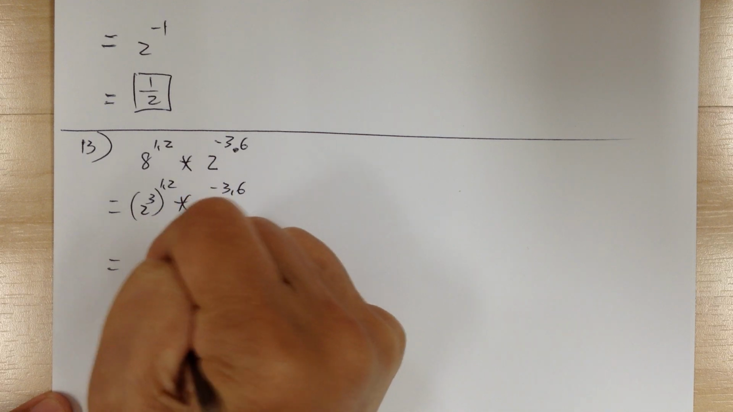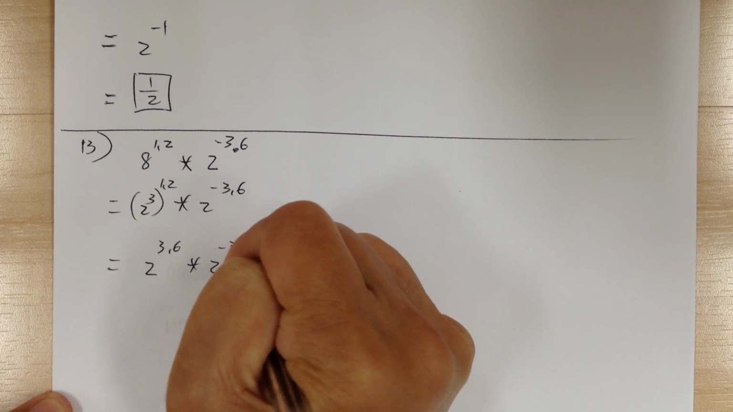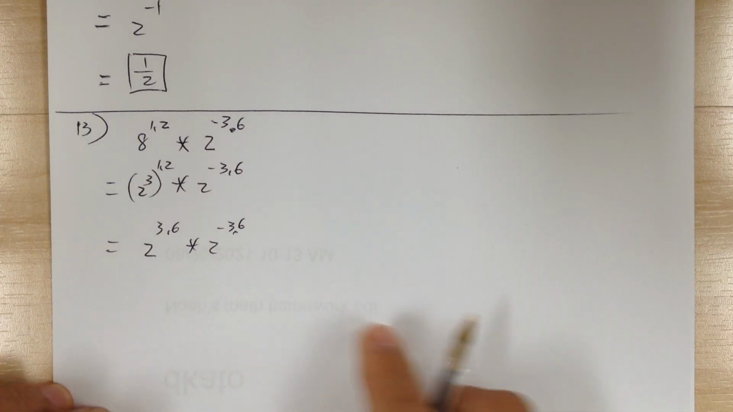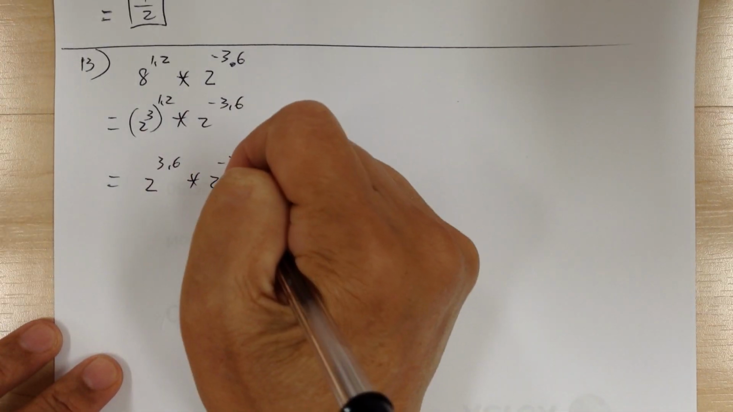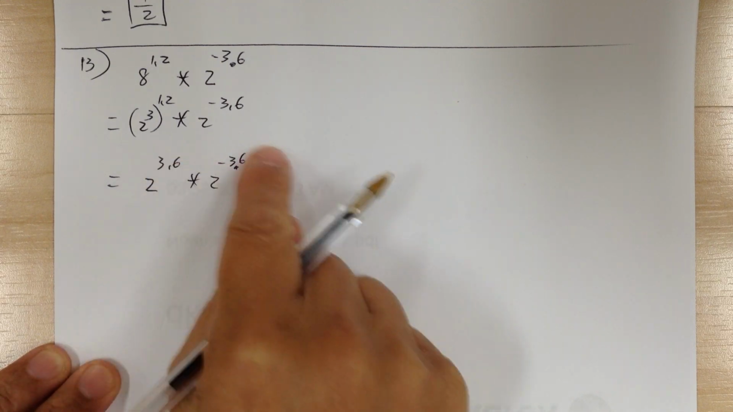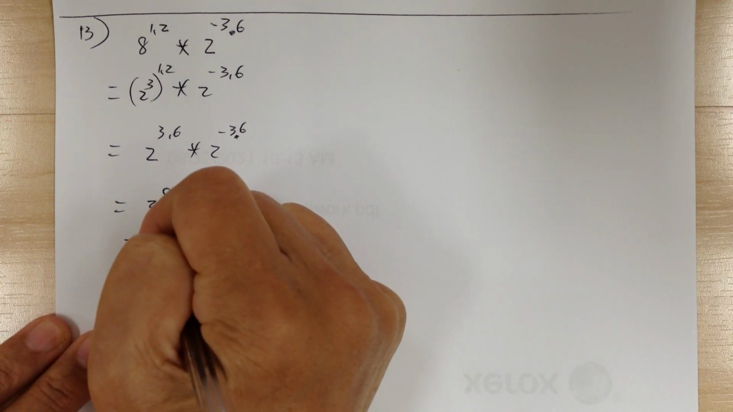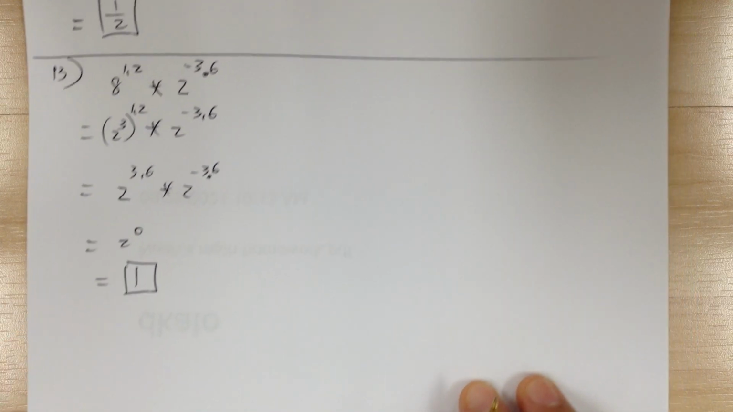So it becomes 2 to the 3.6 times 2 to the negative 3.6. Now they have the same base, right? So now you can go and multiply together. Apply the product rule. When you multiply, you have to add the exponents. So this becomes 2 to the 0 power, and so the answer is equal to 1. Okay.